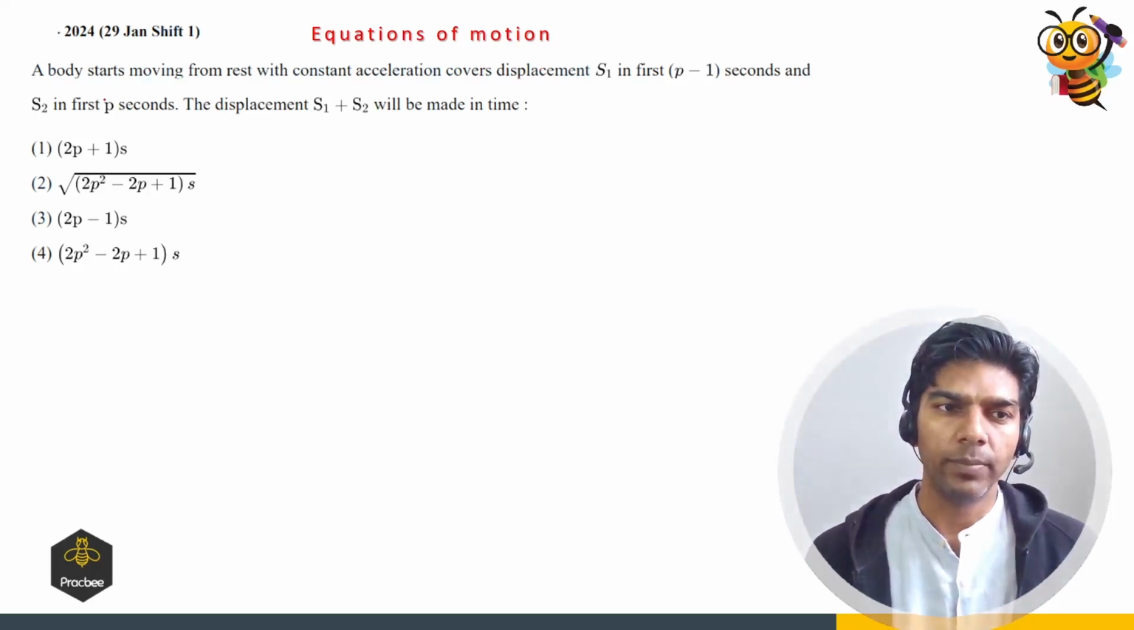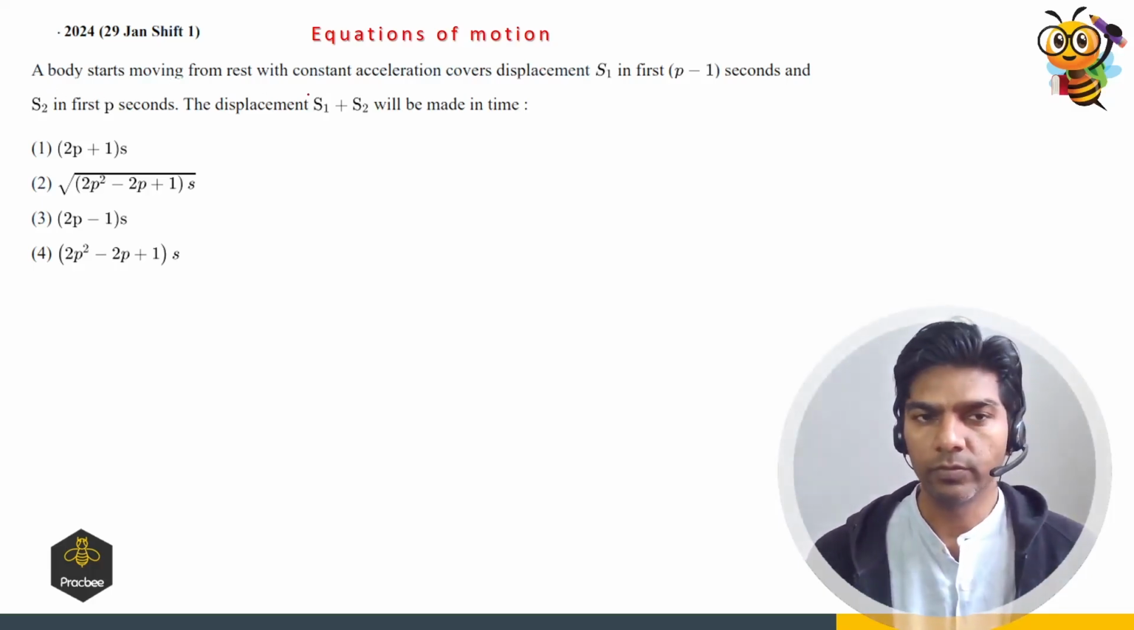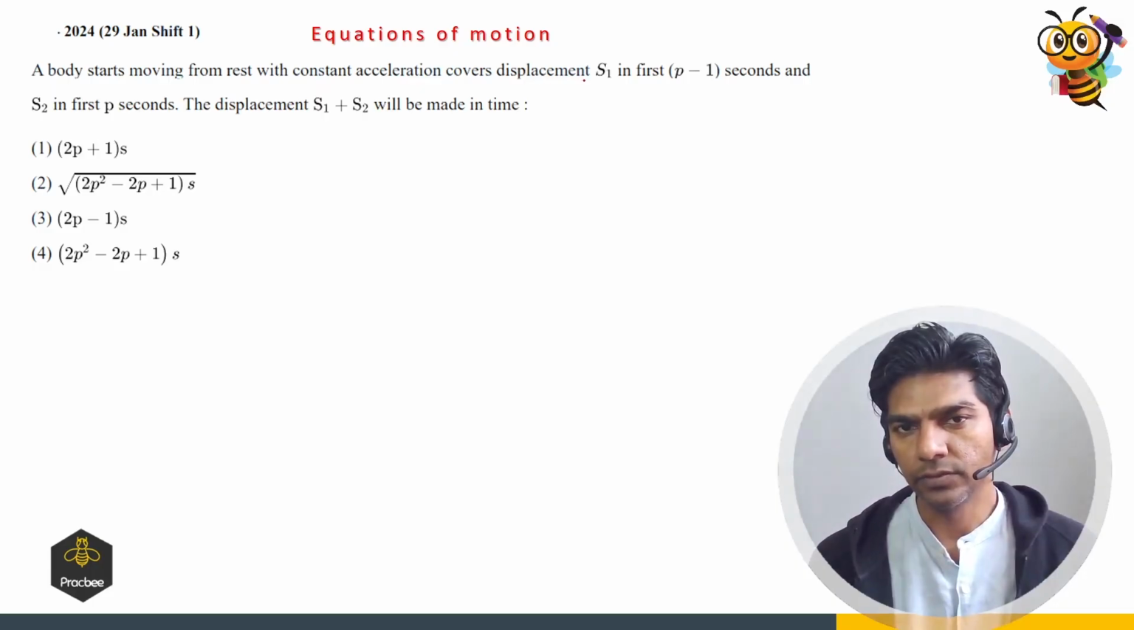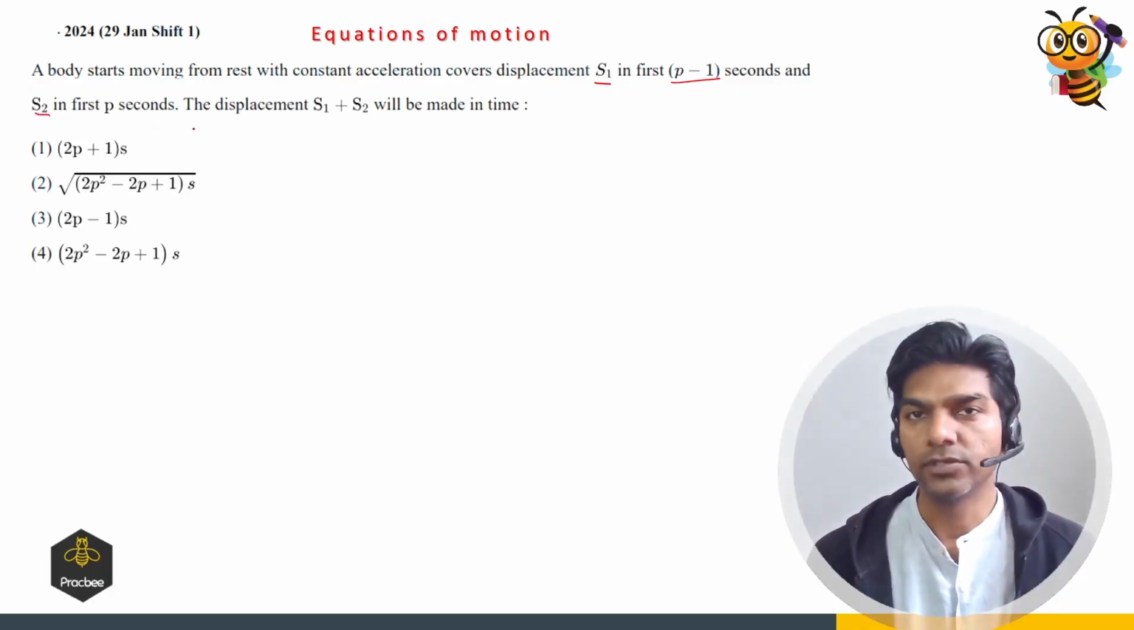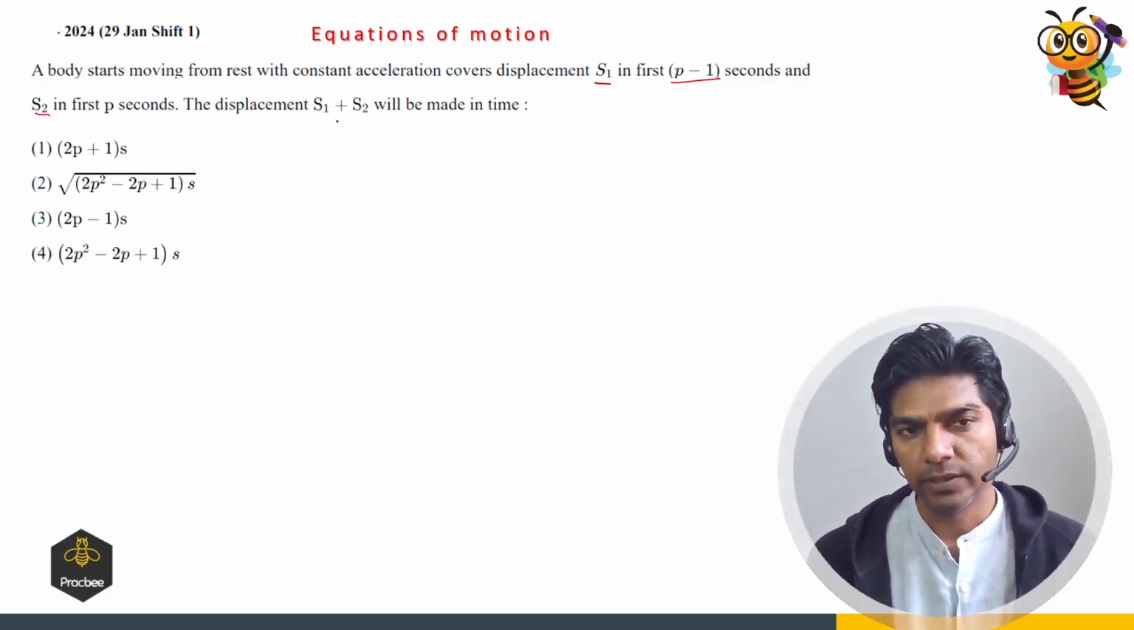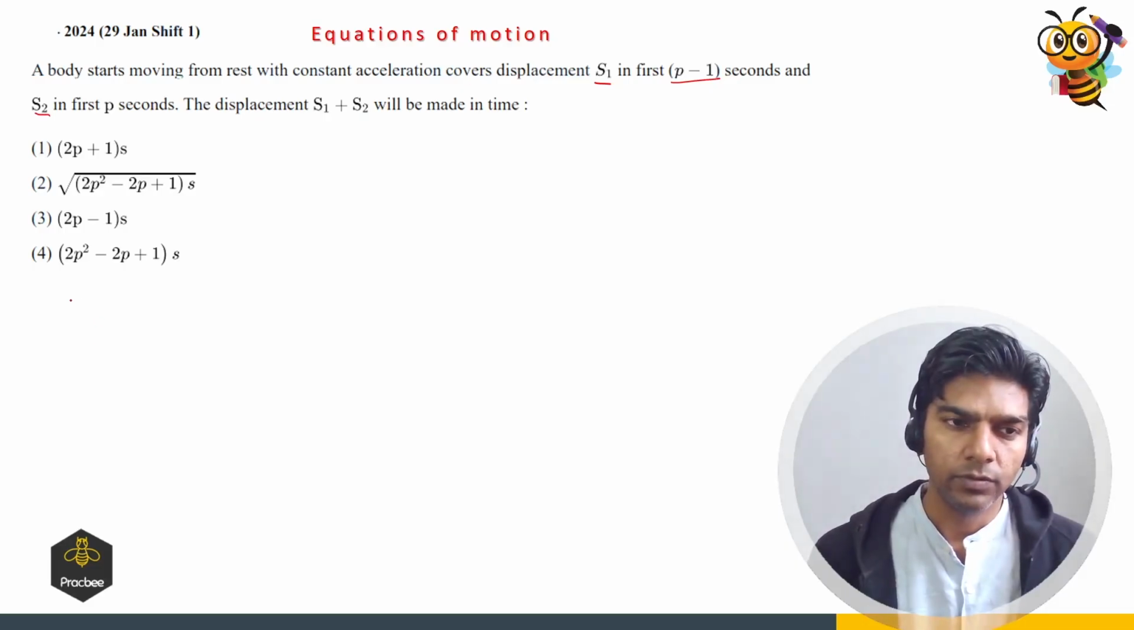Equation of motion. A body starts moving from rest with a constant acceleration, covers displacement s1 in first p minus 1 seconds and s2 in first p seconds. The displacement s1 plus s2 will be made in what time? Okay, right. So we have given the displacement s1.